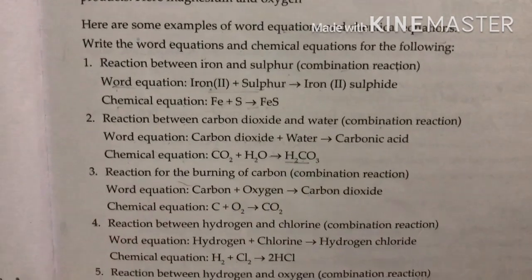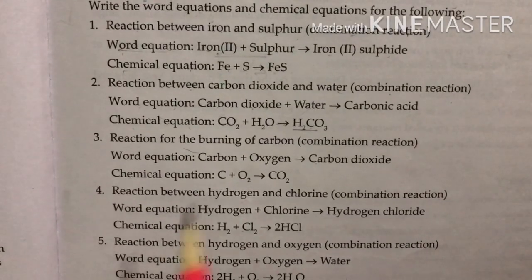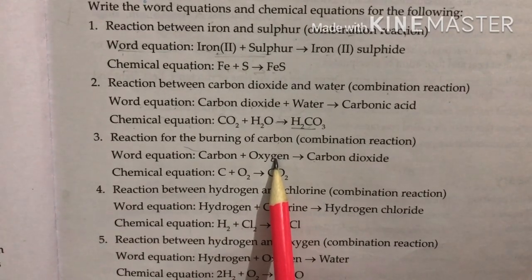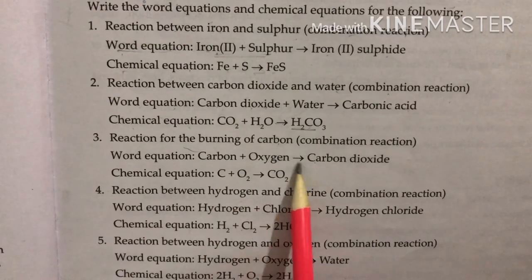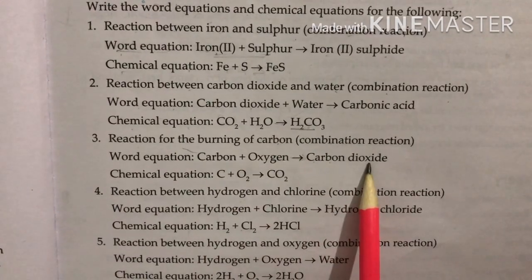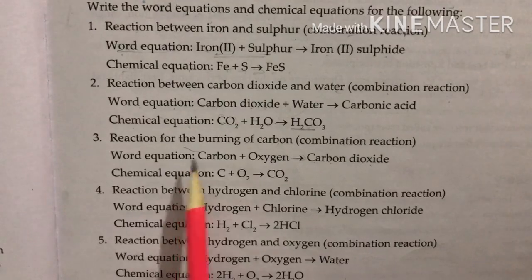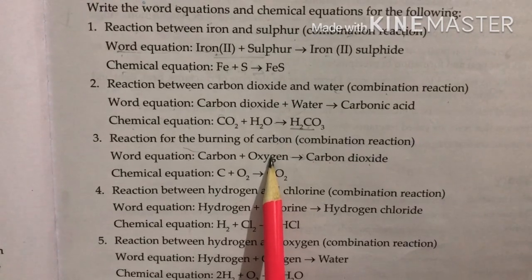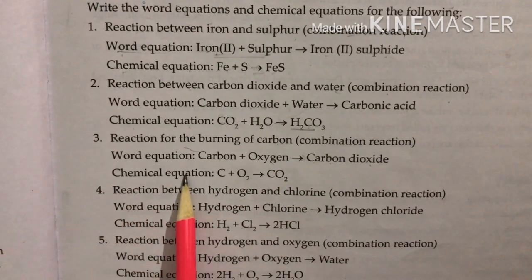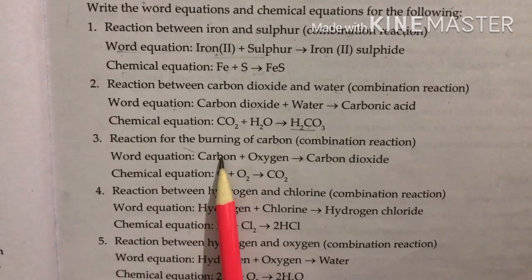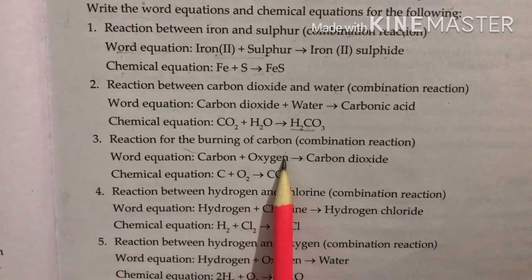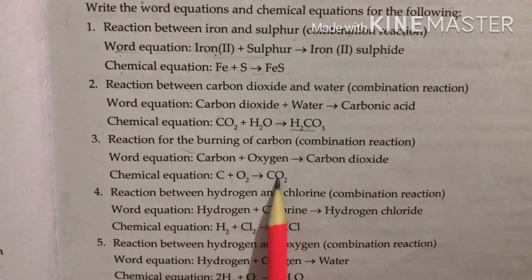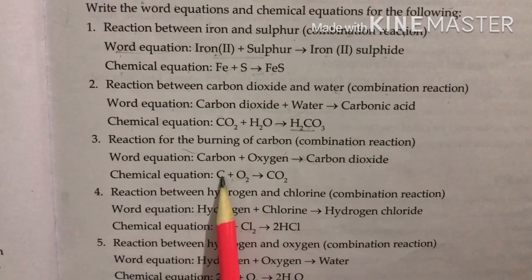Next is the reaction for the burning of carbon. When carbon reacts with oxygen, this is also a combination reaction. The product formed is carbon dioxide. This is the word equation because we use the names of the chemicals instead of their symbols. In the chemical equation we use their symbols: for carbon the symbol is C and for oxygen it is O2. They combine with each other to form carbon dioxide.